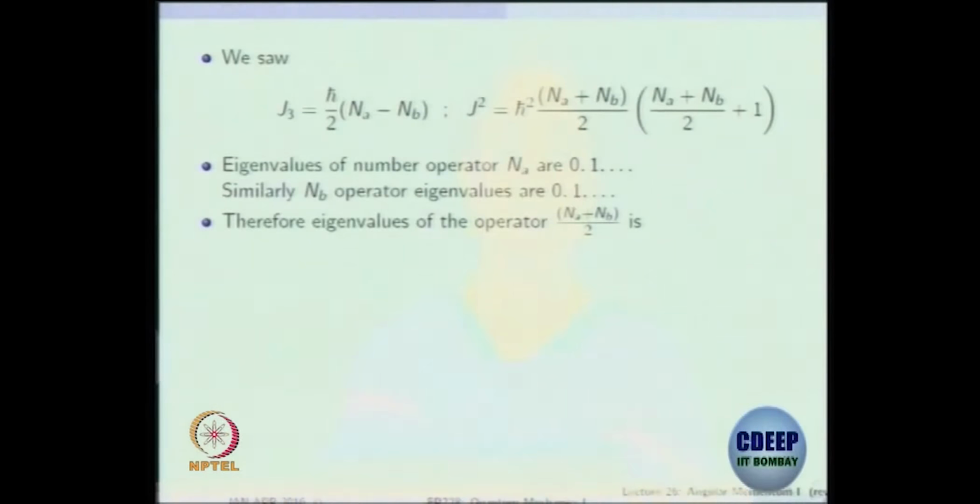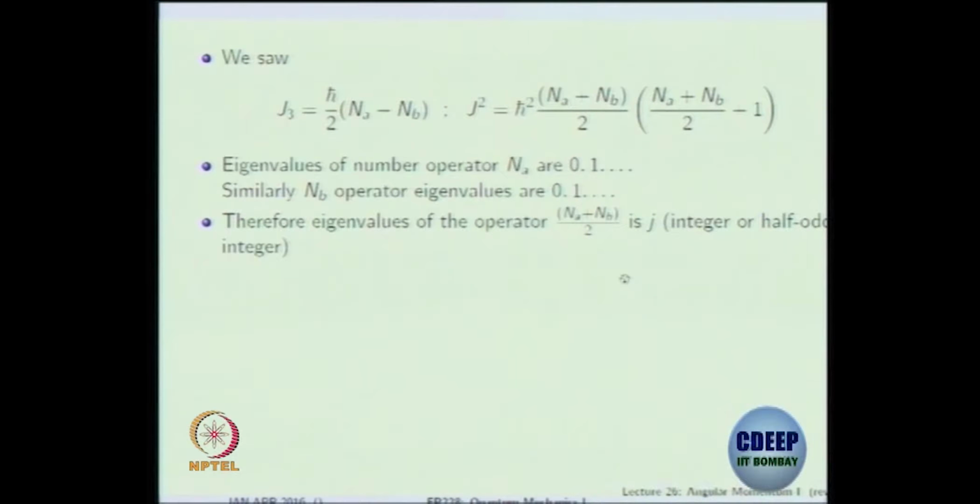So the eigenvalues of the operator J, Na plus Nb by 2, suppose you take half the sum of the number operators, what will be the eigenvalues looking like? Half integers, right? It could be integers or half odd integers. So let's call that J to make contact with angular momentum. J, you know that it could be integer, including 0, and half odd integers. Very beautiful.